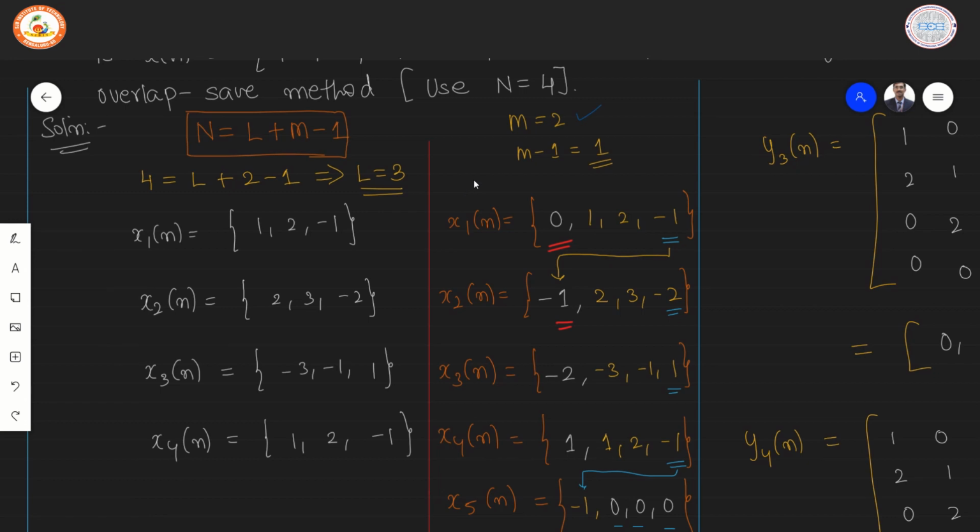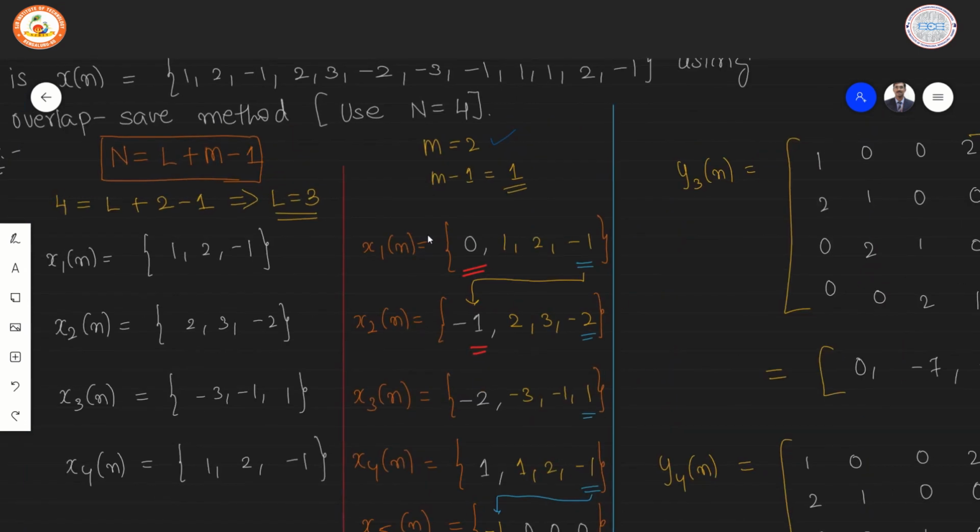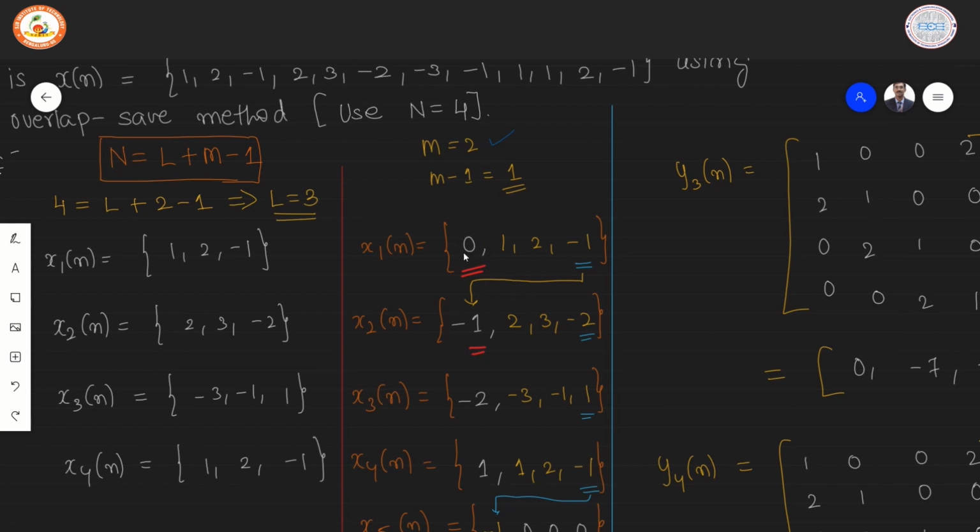Next, we have to create the blocks of size n. To create blocks of size n, the initial block, we are placing m minus 1 zeros at the start. M minus 1 is equal to 1 because m value is equal to 2. Therefore, we are placing 1 zero at the start. So this is the 0 that has been inserted.